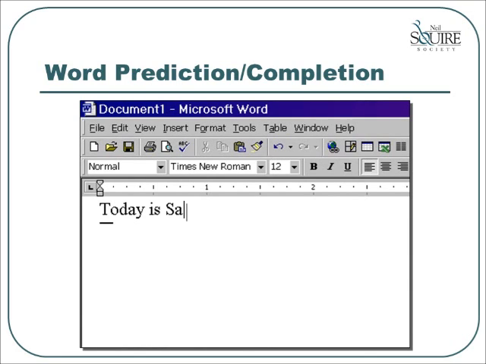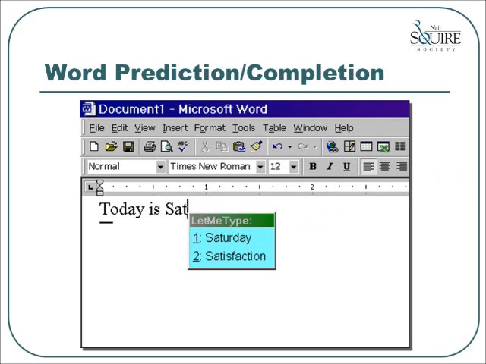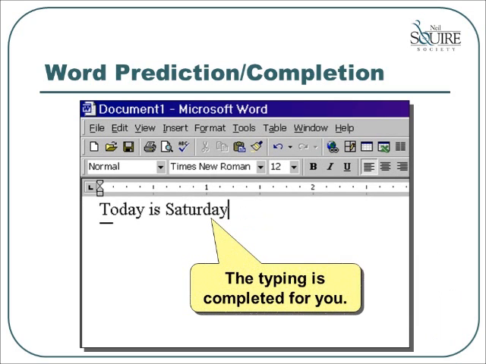Another software option to help you type is to use a program which provides either word prediction or word completion. When using this type of software, a list of possible words is displayed as you type. The software will then complete the typing for you. This type of software can be beneficial for someone who types slowly or someone who has difficulty with spelling or accuracy.